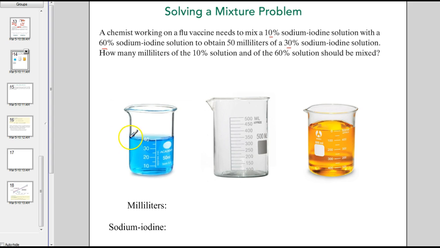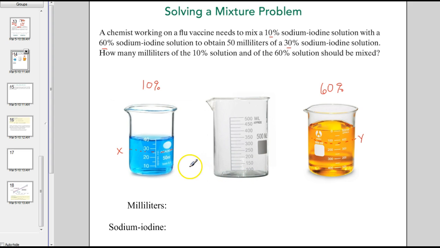The amount of milliliters that have to come from this 10% solution, I'm going to call X. So X milliliters have to come from this 10% solution. And the amount of milliliters that have to come from the 60% solution, I'm going to call Y. Now, this X and Y may not be at the very top. I'm not necessarily saying that's the way it is. I'm just saying somewhere on here is the number of milliliters that have to come from this 10% solution, and somewhere on here is the number that have to come from this 60% solution.